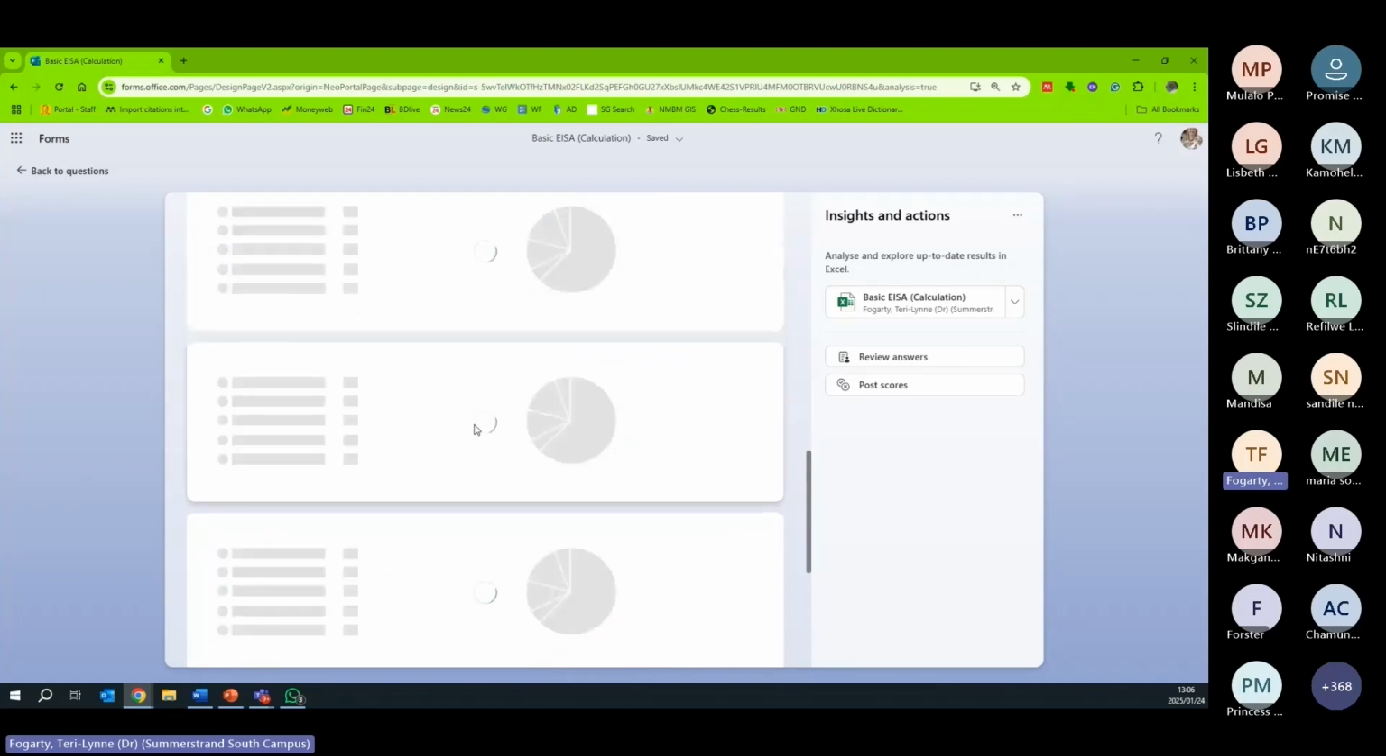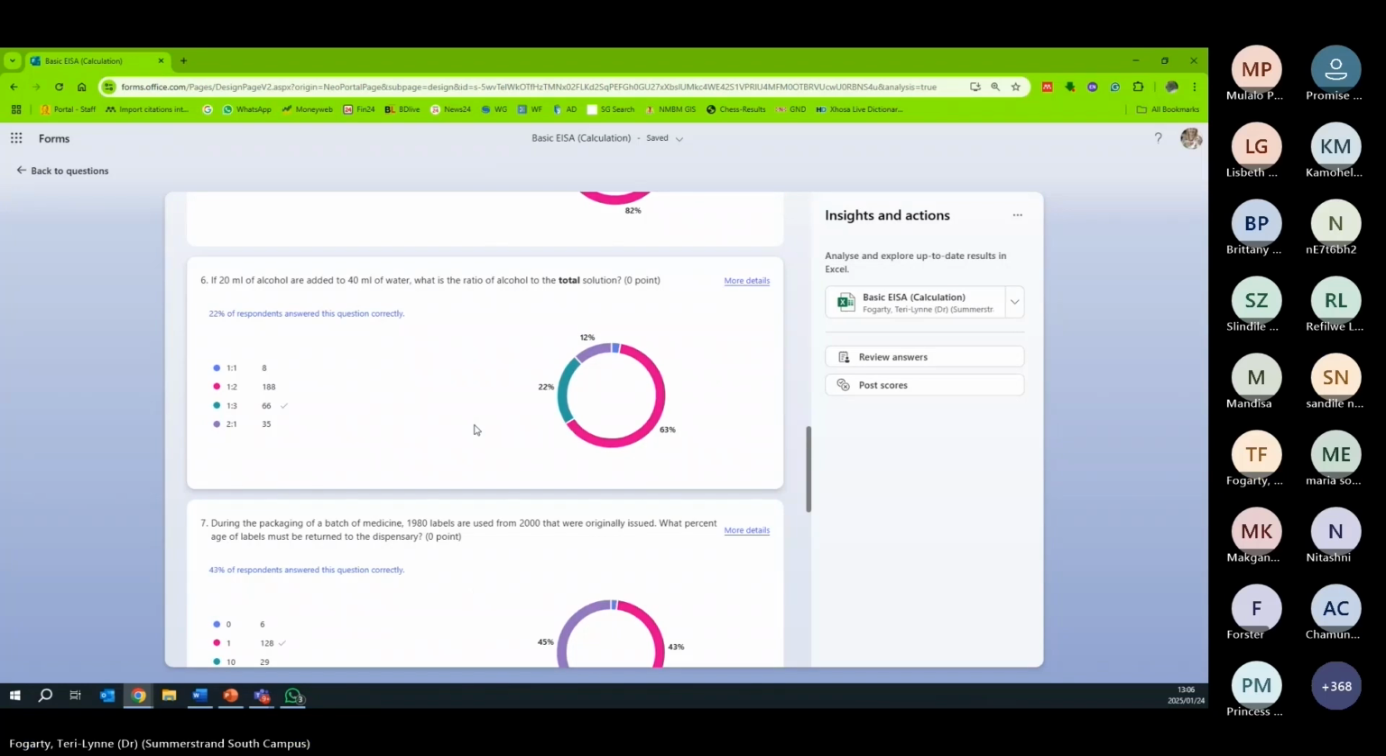Okay, question 6 is an interesting one for me because every time I ask this question in an exam, the majority of students get it incorrect. So I posed this question to many academics, several colleagues, and asked them for the calculation. And I have checked and double-checked that this answer is correct. I've then highlighted the words total solution to help you with this, and yet still only 22% of the respondents are getting this question correct.